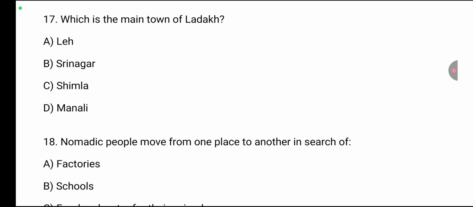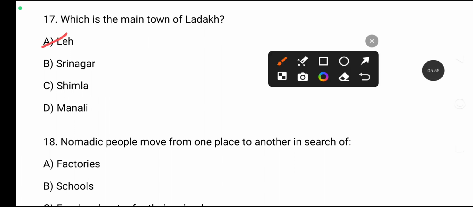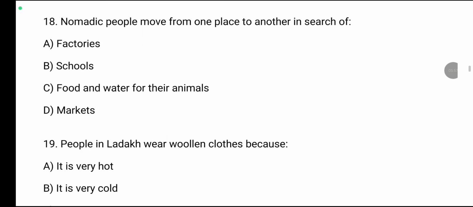Now question number 17. Which is the main town of Ladakh? Leh, Srinagar, Shimla, Manali. What will be the answer? The answer is A, Leh. The main town of Ladakh is Leh.